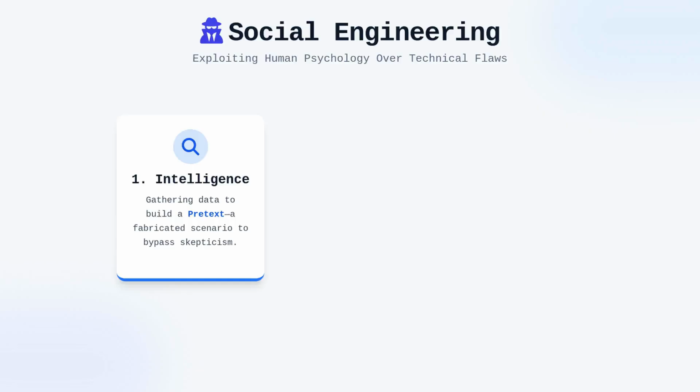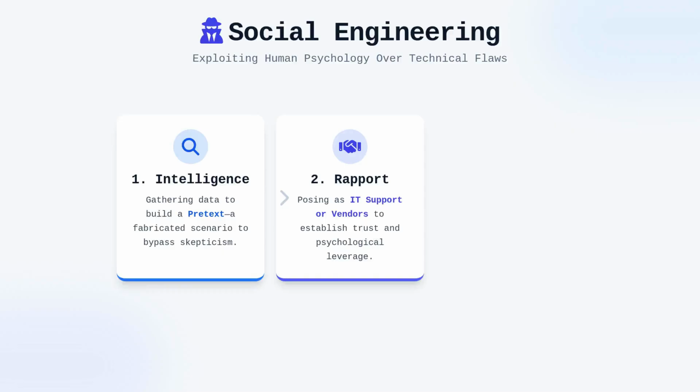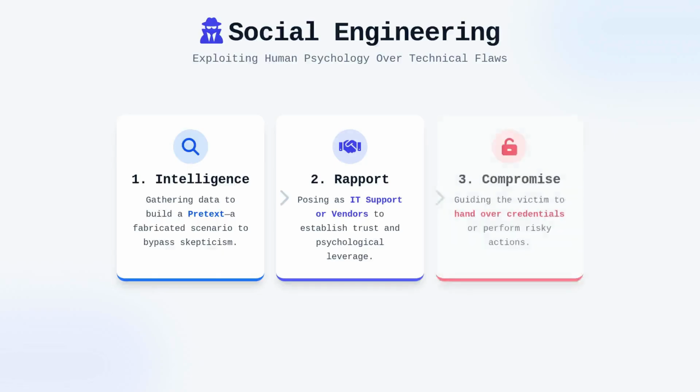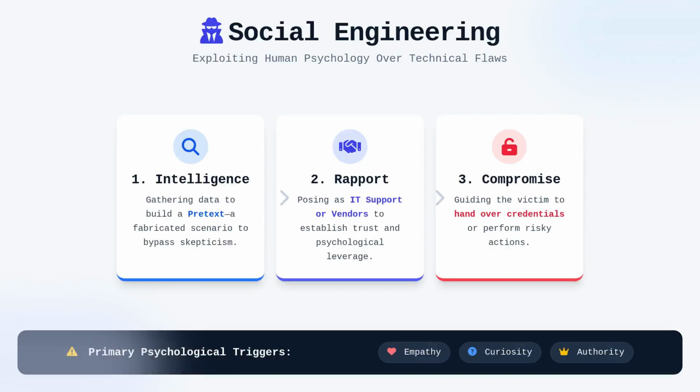gain a victim's trust. For instance, an attacker might pose as an IT support technician or a vendor to bypass natural skepticism. Once rapport is established, the attacker uses this psychological leverage to guide the user into performing actions that compromise security. Understanding that empathy, curiosity, and authority are the primary triggers allows us to build better defenses against these manipulations.